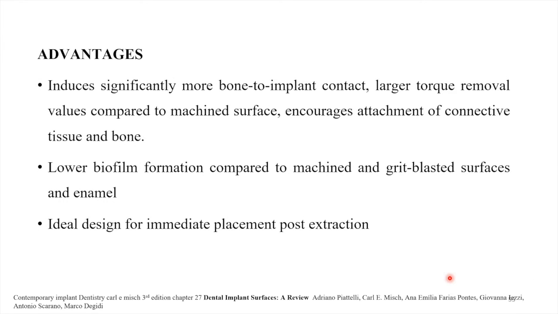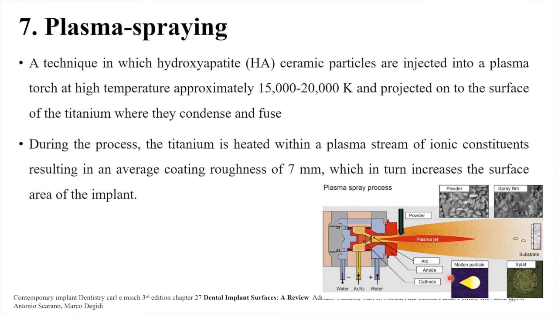The advantage of this is it induces significantly more bone to implant contact, large torque removal values compared to the machined surfaces, and encourages attachment of connective tissue and bone. There is lower biofilm formation as compared to machined and grit blasted surfaces, and it's an ideal design for immediate placement post extraction. Coming to plasma spraying, it's a technique in which the hydroxyapatite ceramic particles are injected into the plasma torch at high temperatures.